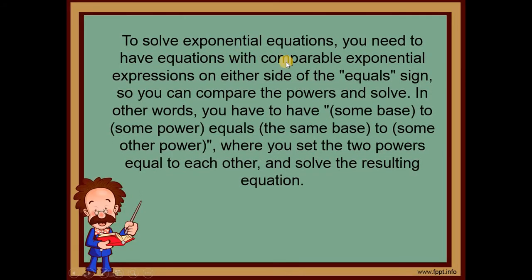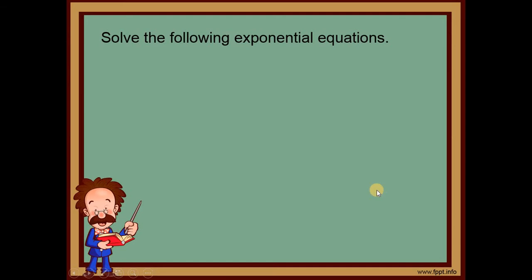To solve exponential equations, you need to have equations with comparable exponential expressions on either side of the equal sign, so you can compare the powers and solve. In other words, you have some base to some power equal to the same base to some other power, where you set the two powers equal to each other and solve the resulting equation. In short, if we have b raised to x equals b raised to y, then x is equal to y. Okay? So let's have an example.